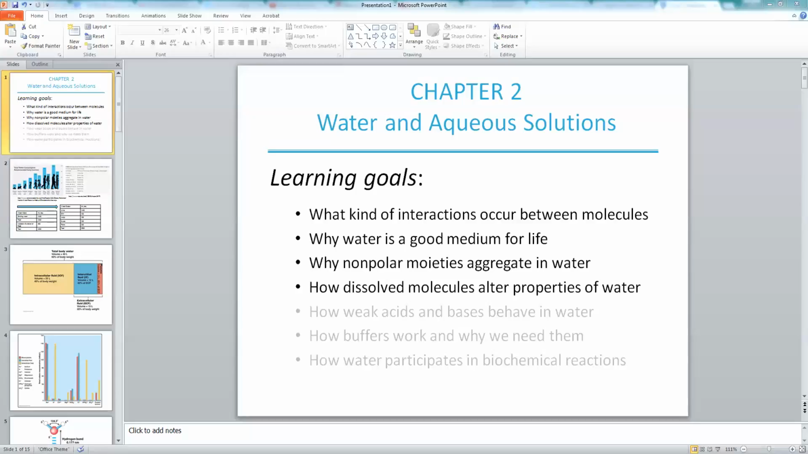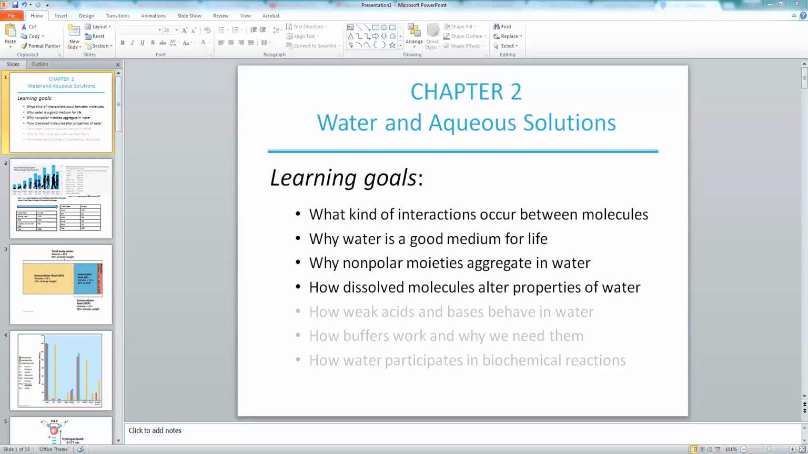So today we're going to be looking at chapter 2, and we're going to be talking about water and aqueous solutions. And we have a couple of learning goals that we're going to focus on. So we're going to look at what kind of interactions occur between molecules. We're going to target why water is a good medium for life. And we're going to explore nonpolar moieties, or types of chemicals that aggregate in water. And then we're going to look at how dissolved molecules can alter the properties of water.